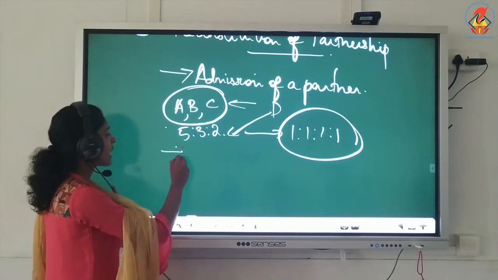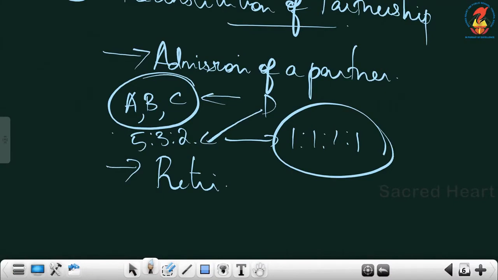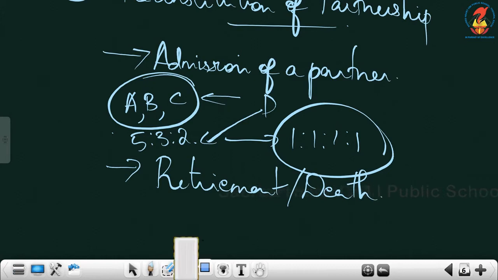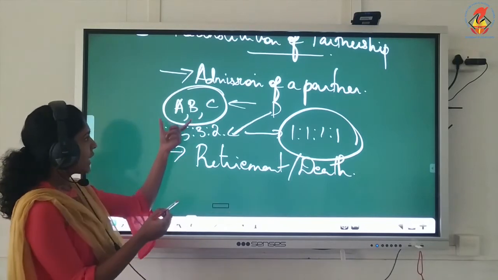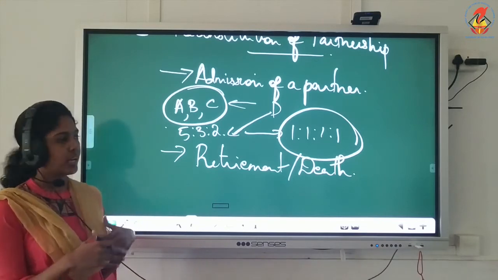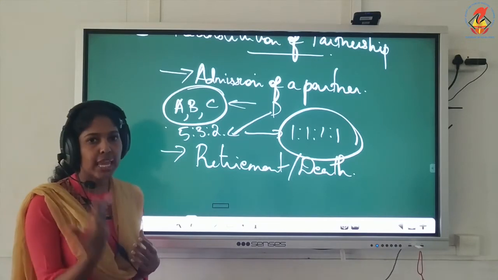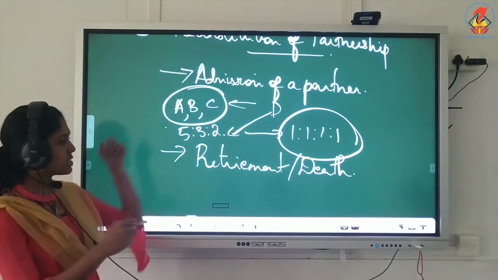The second case of reconstitution is retirement or death of the partner. That is the next chapter in this textbook. So that is same like admission. Instead of admitting a new partner, the existing partner, suppose A, B, C were partners and out of this partnership, B is retiring or B died. So again there will be change in partnership deed. So that is again a case of reconstitution.